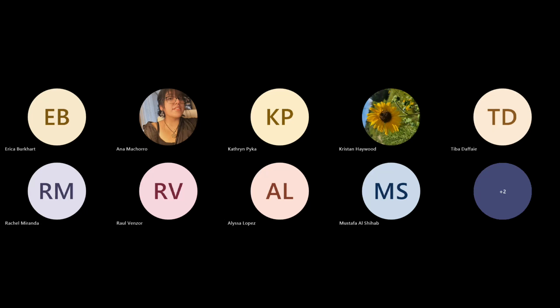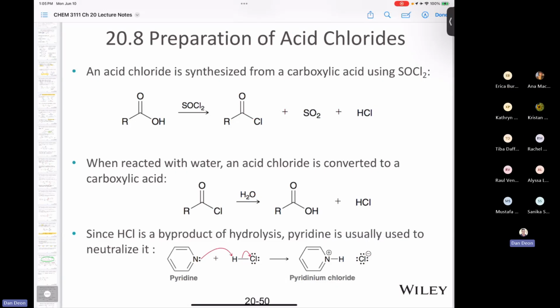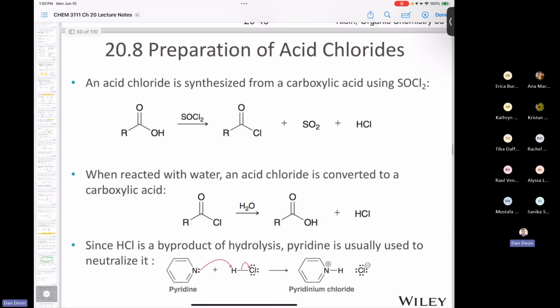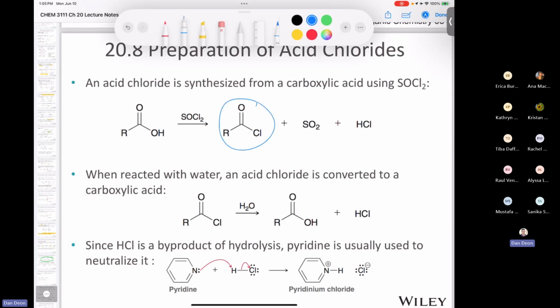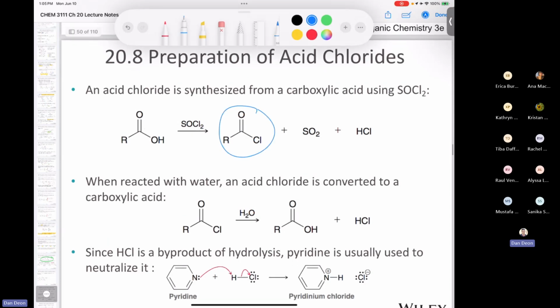All right, Chemistry 3111. Today we're going to start off with section 20.8. So where we're going to start today is with acid chlorides. We're going to start with acid chlorides, and then from there we're going to go into anhydrides, then esters, and then finally amines. But let's start by concentrating on acid chlorides.